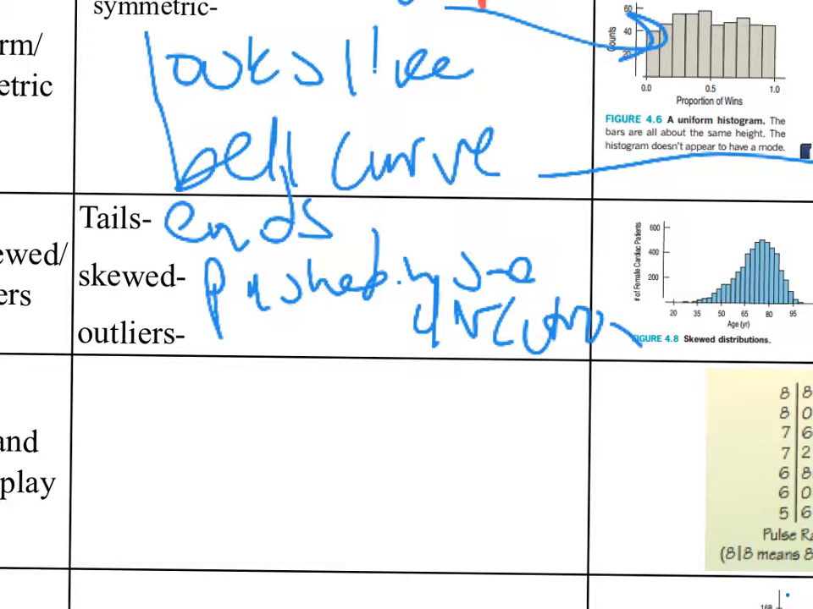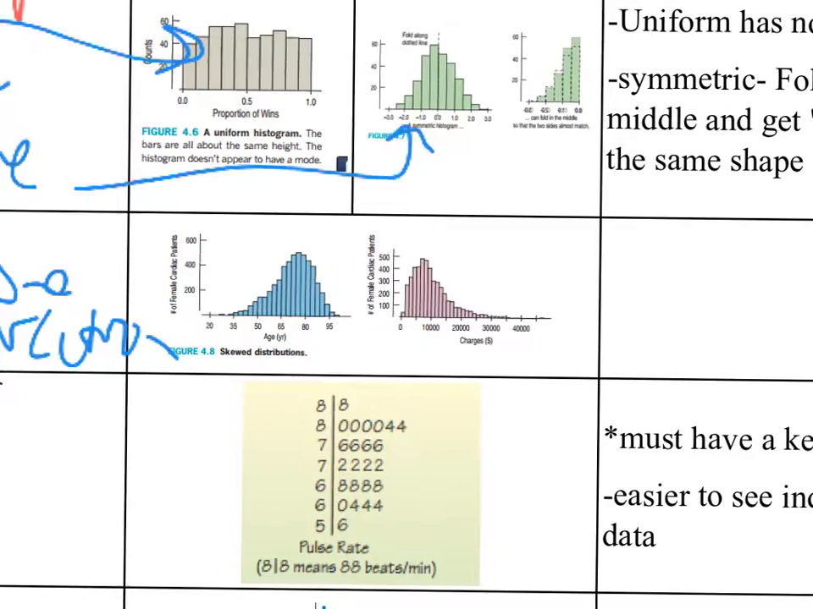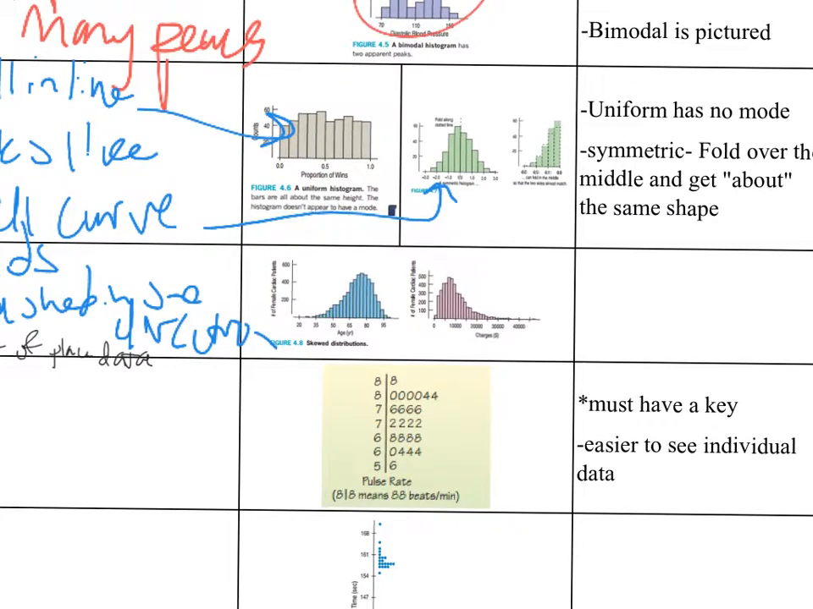Outliers are any piece of information that looks out of place. So out of place data. And in a histogram, it looks like either really far to the right or really far to the left. The weird part about skew is it's kind of opposite what a lot of people think.